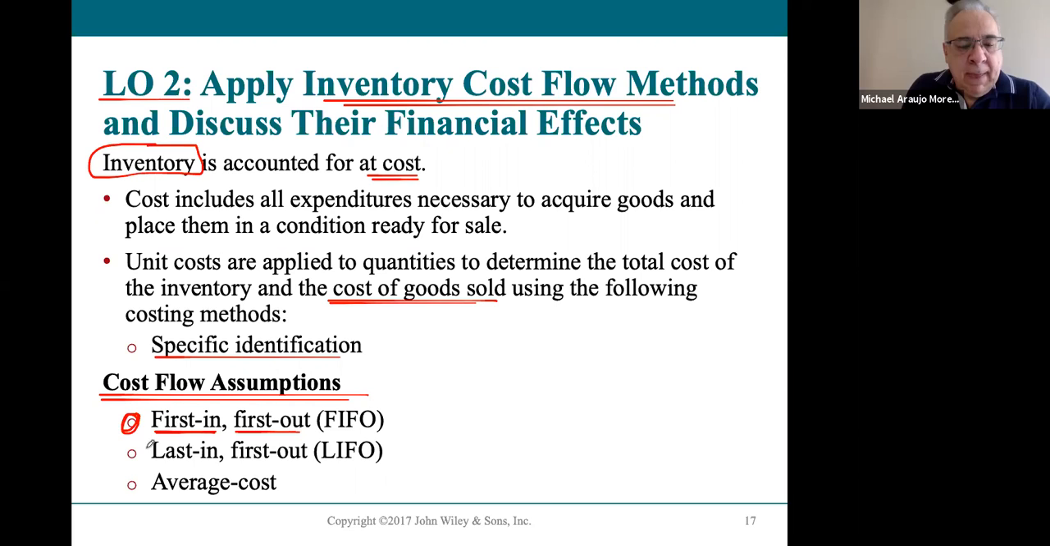A solid second place is something called LIFO, last in, first out, which means the last inventory you bought into the store is the first one you sold to the customer. And then of course, the very last one here is the average cost. So this is how much money I spent on the inventory. The average cost of the item was X. So every one I sell, cost of goods sold is X. So you're going to see how these play out in detail.